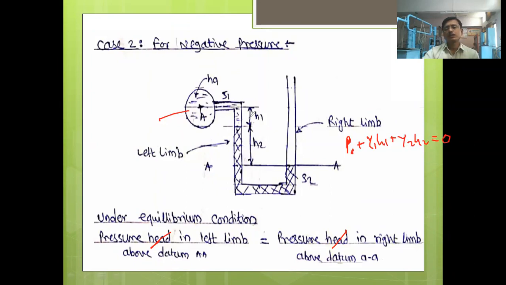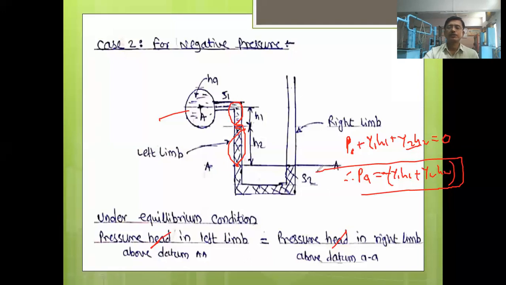What is gamma 1 H1? The pressure intensity of this column, that is gamma 1 h1, and the pressure intensity of this column is called gamma 2 h2. Therefore PA is equal to, taking all these quantities to the RHS, minus gamma 1 h1 minus gamma 2 h2. If you take this minus sign common, it will become PA is equal to minus (gamma 1 h1 plus gamma 2 h2). Okay, so this is the formula for finding the negative pressure.